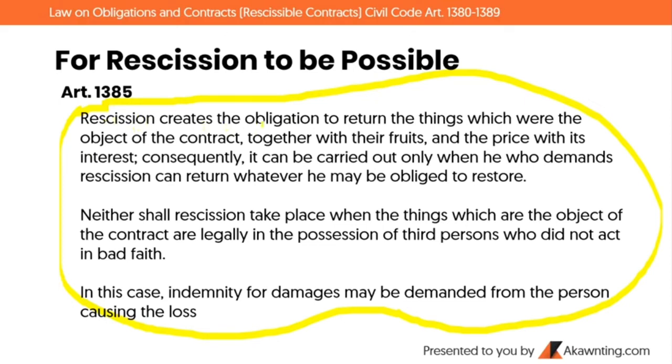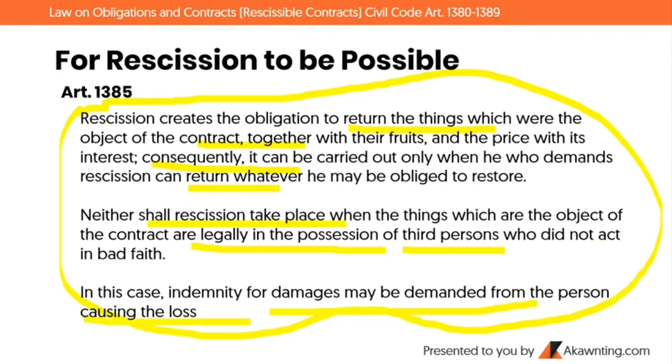So rescission creates the obligation to return things which were the object of a contract together with their fruits and the price with its interest. Consequently, it can be carried out only when he who demands rescission can return whatever he may be obliged to restore. Neither shall rescission take place when the things which are the object of the contract are legally in possession of third person who did not act in bad faith. In this case, indemnity for damages may be demanded from the person causing the loss.